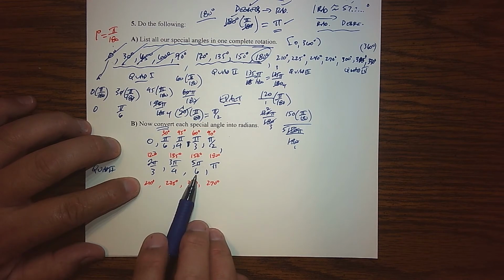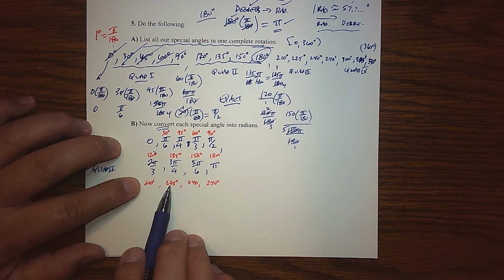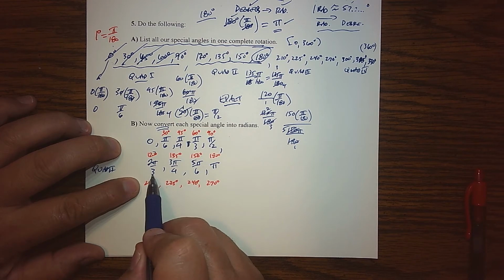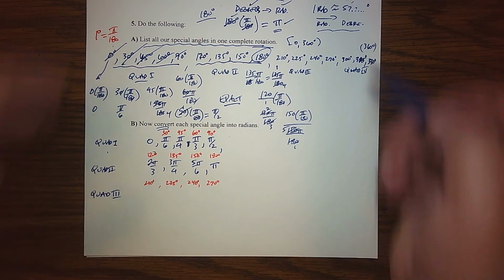So I'm expecting this one to be divisible by 6, right? 225 has a reference of 45, so there's going to be a 4 in the denominator. And then 240 degrees, oops, forgot my little degree symbol, right? That has a 60-degree reference, so I'm expecting it to be out of 3. But let's go do the math, right?